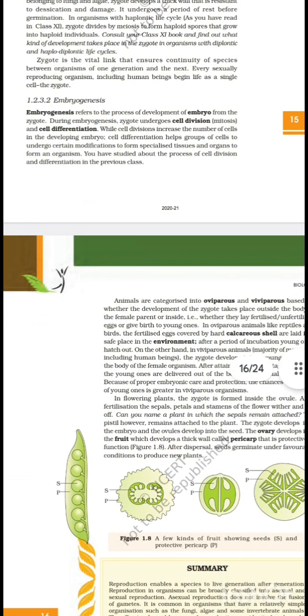Then, embryogenesis is the development of the embryo. It refers to the development of the embryo from the zygote. In embryogenesis, the zygote undergoes cell division, or mitosis, and cell differentiation. While cell division increases the number of cells in the developing embryo, cell differentiation helps groups of cells undergo certain modifications to form specialized tissues and organs of the organism.